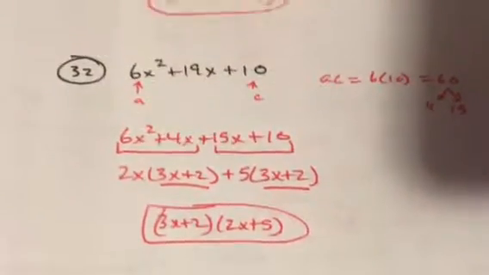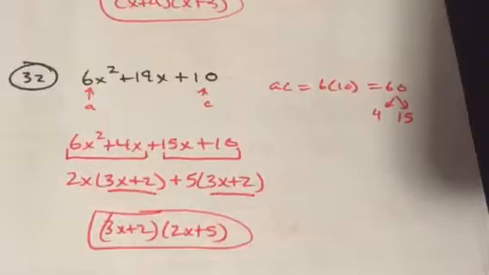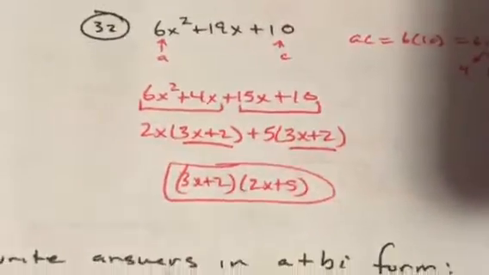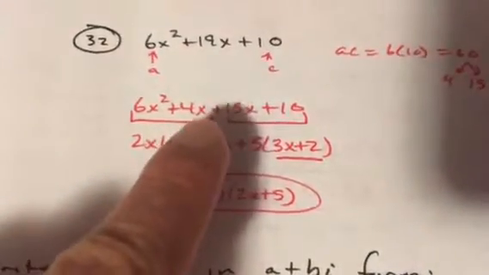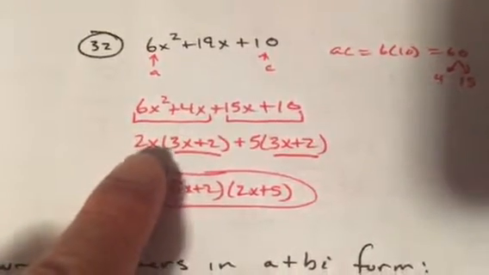AC method is needed here. Do 6 times 10, a times c, you get 60. What multiplies to 60 adds to 19? That would be 4 and 15. That's why you write it as 6x squared plus 4x plus 15x plus 10. Group these two together. You can divide a 2x out.